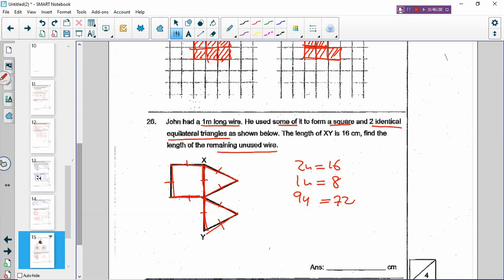So how do you find the unused wire? You take 1 meter, which is 100 cm, and then you minus the 72 cm. Make sure that you have the same unit before you minus, and you will get 28 cm, which is the unused wire. Right? Alright, let's go on to the next question.